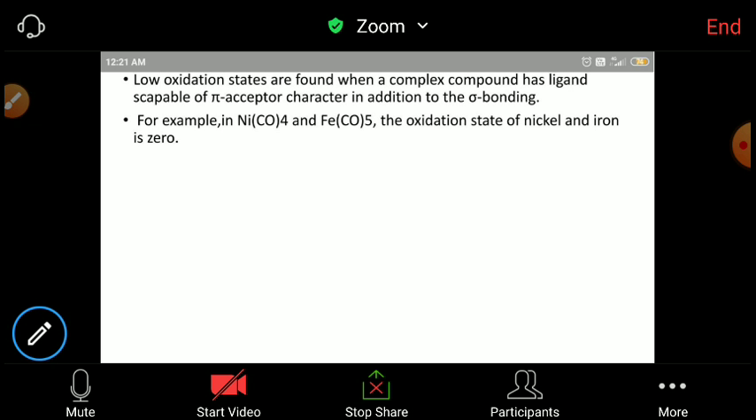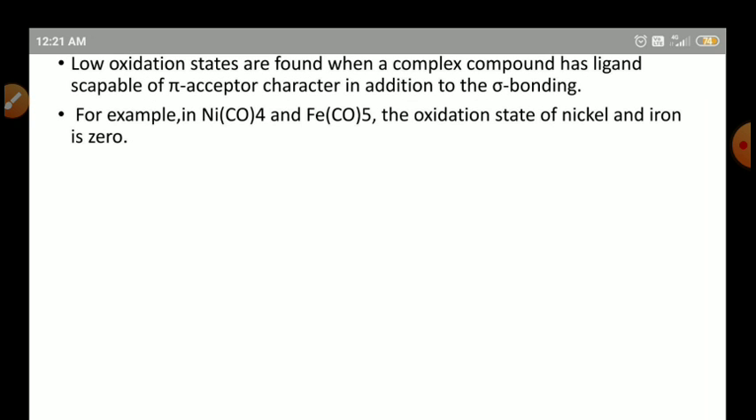Okay, final. Low oxidation states are found in complexes that have a ligand with pi electron character in addition to the sigma bond. Okay. Low oxidation states are found to be correct. Now is the voice clear?